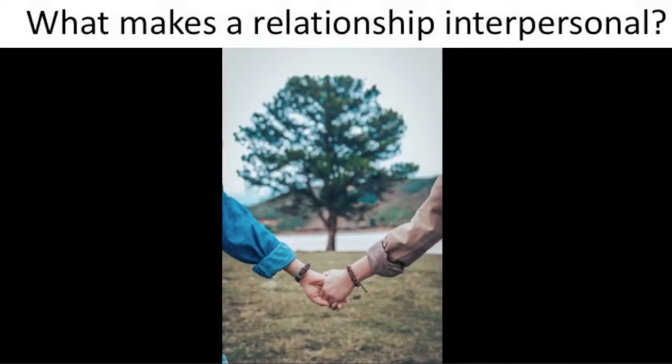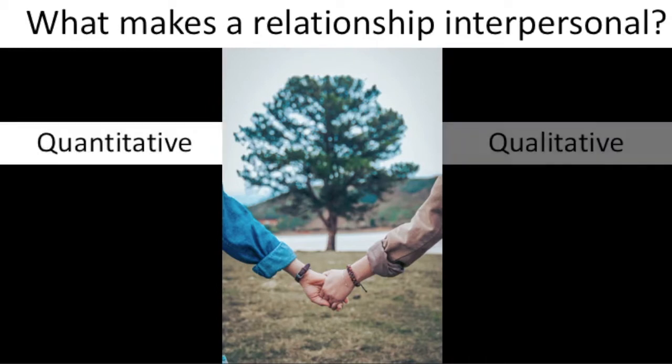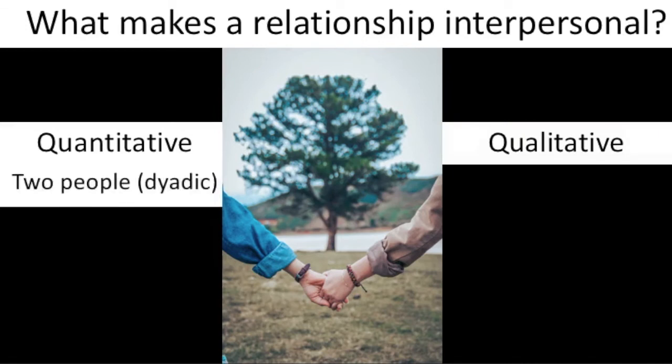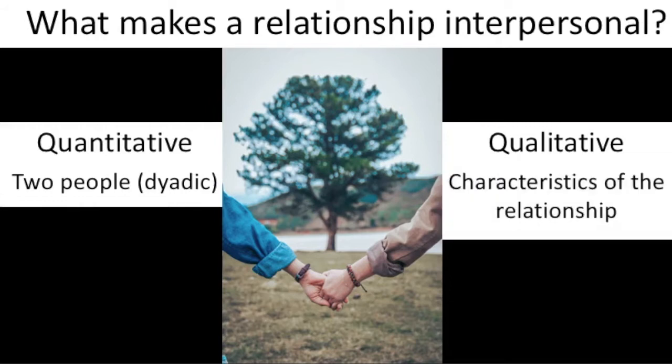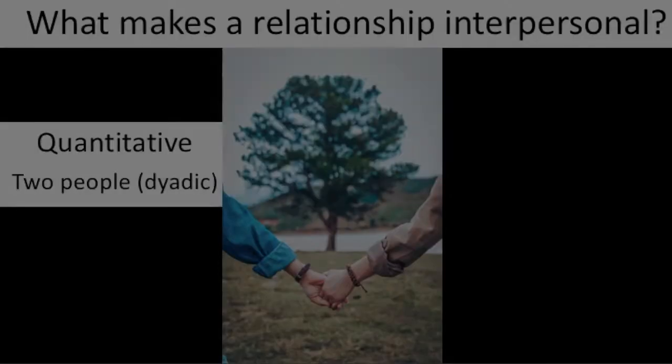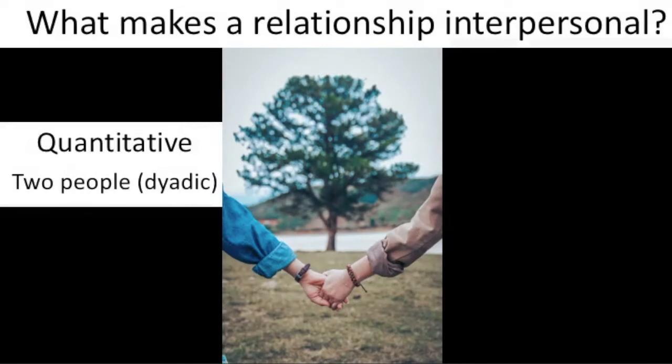So what makes a relationship interpersonal? It actually depends on how you define interpersonal relationships. In fact, there's two ways that you can define interpersonal relationships: a quantitative way and a qualitative way. The quantitative definition focuses on the number of parties involved. The qualitative definition focuses on the characteristics of the relationship. With a quantitative definition, you can say a relationship is interpersonal anytime two people or a dyad are in a relationship.